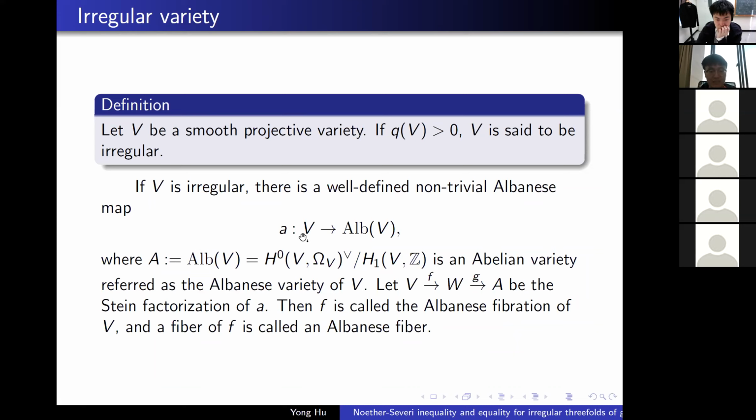Now for this Albanese map, we have the following Stein factorization of a. Now let V to W to A be the Stein factorization of a. f has connected fibers, and g is a finite morphism from W to its image. Then f is called the Albanese fibration of V, and a fiber of f is called an Albanese fiber. Any questions so far? If no, let me go on.